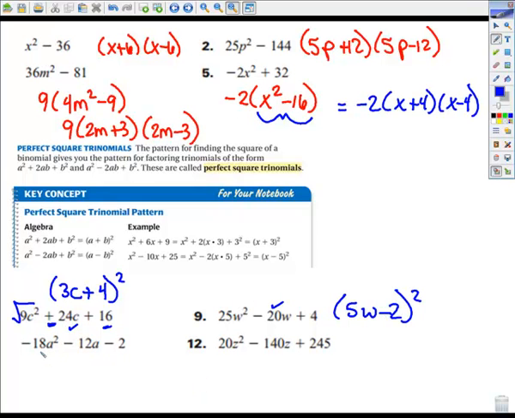Right here, my greatest common factor is a negative 2. And I know that I have to pull out something because 18 is not a perfect square. So if I pull out a negative 2, I'm going to get 9a squared plus 6a plus 1. And now I do have my perfect square trinomial. The square root of 9a squared is 3a, plus the square root of 1 is 1. Don't forget the binomial is squared.